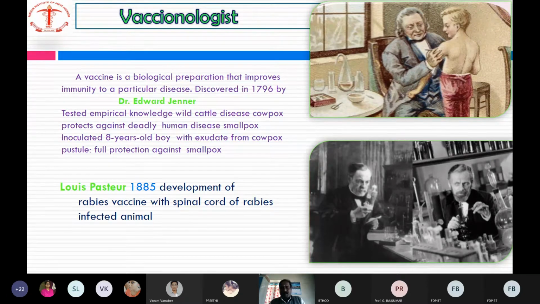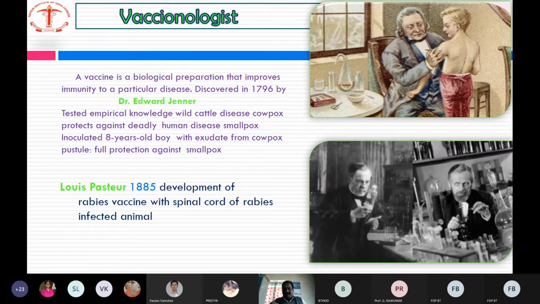And the next is the great man Louis Pasteur. In 1885, he developed the rabies vaccine using the spinal cord of a rabies-infected animal. You can see there is a photograph here. He is holding a bottle. That bottle has the rabies viruses. Inside that bottle is the spinal cord of a rabies-infected animal.